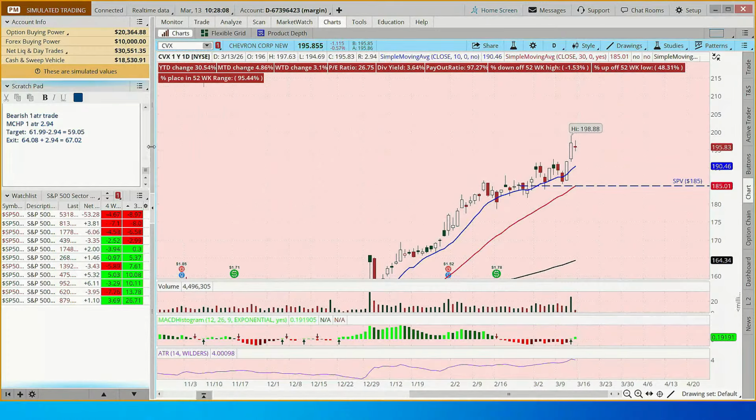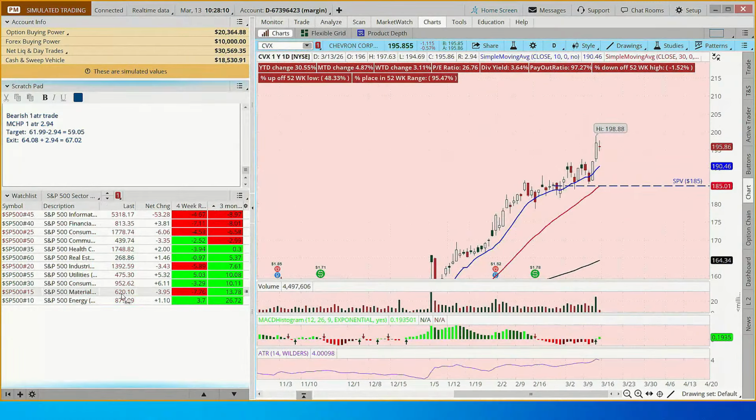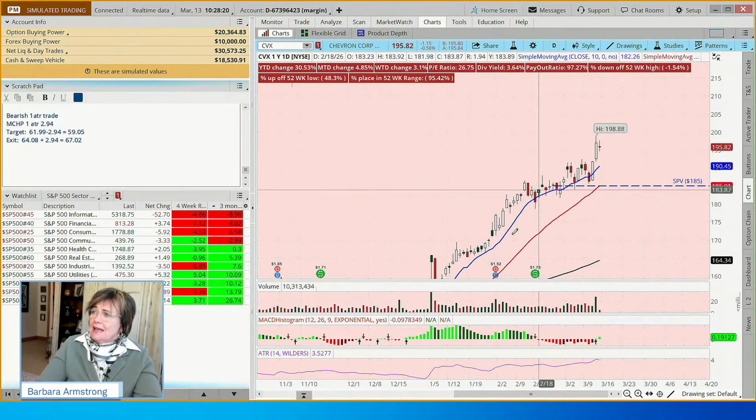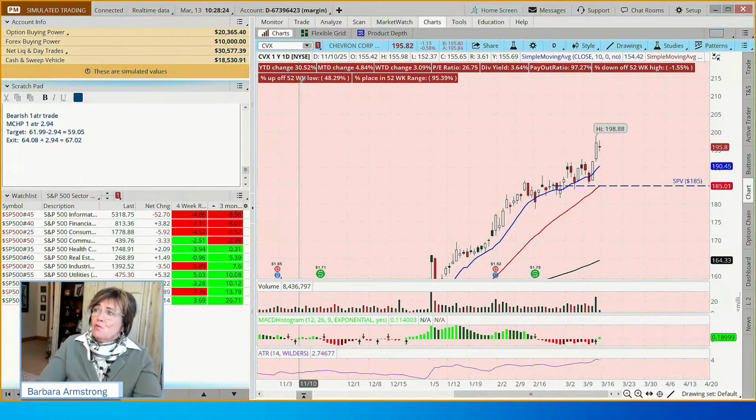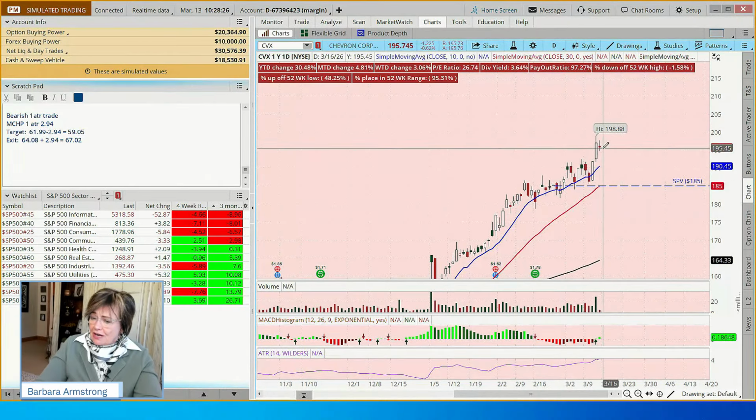And then if we take a look at our sectors and sector strengths, what sector's been leading the pack? Would that be energy? Is this an energy stock? Yeah. So this is the strongest sector in the S&P 500, and this is a stock that's up 30% year to date. So would I place a bearish trade on that? No.